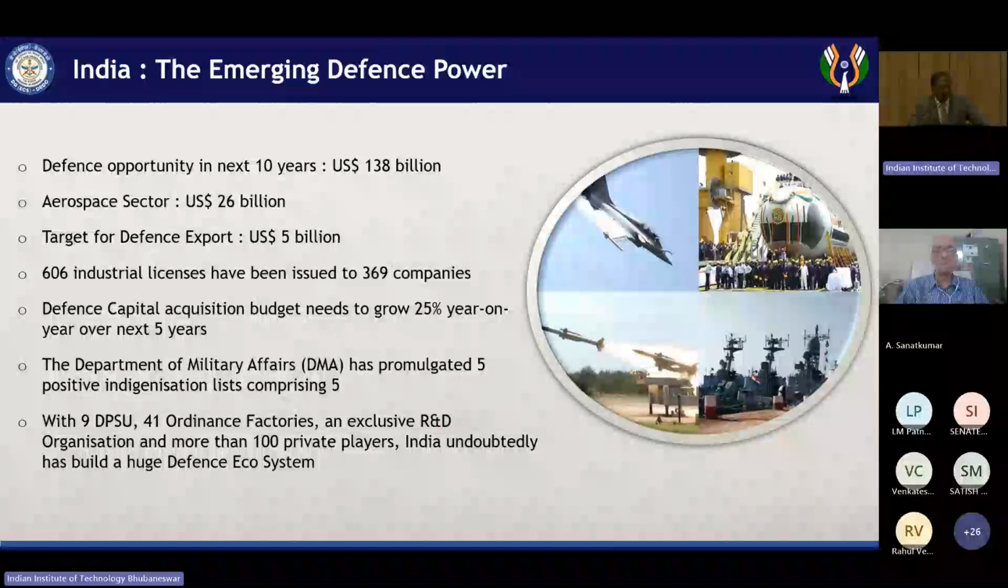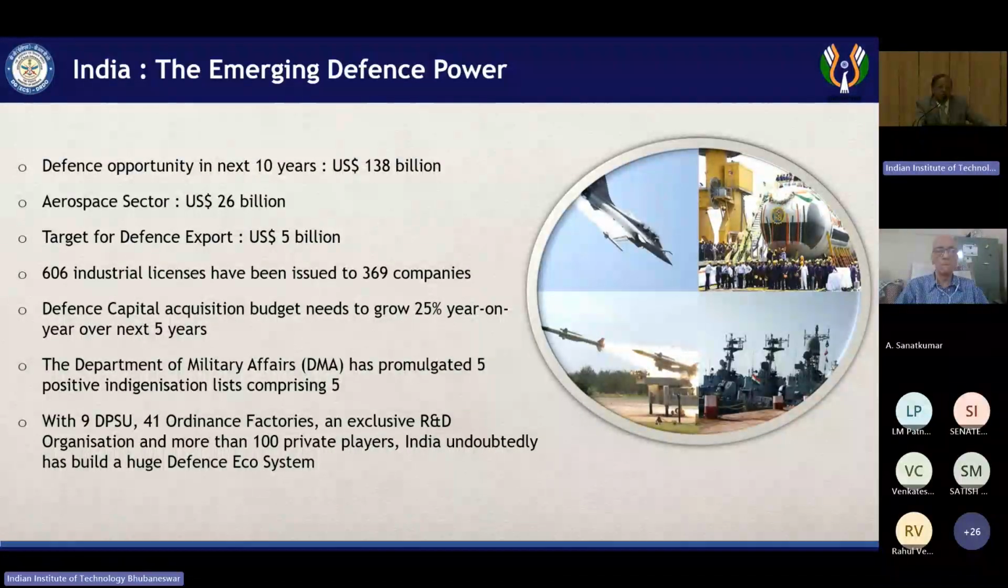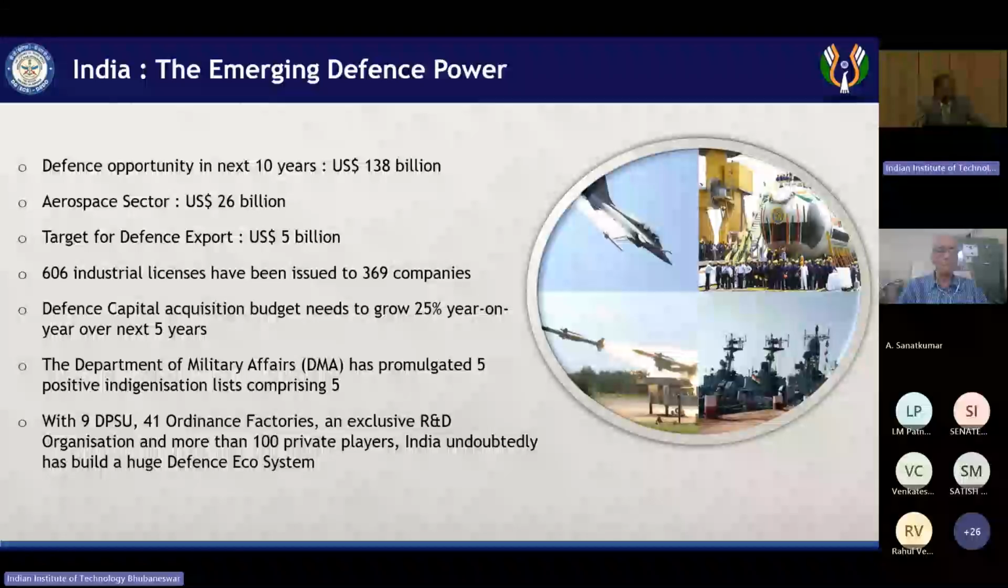The journey has just started for a very simple reason. Defense opportunities in the next 10 years are going to be $138 billion. I hate statistics. Figures put me to sleep, but please bear with me for a while, because this shows how India is going to be a roaring power. The aerospace sector alone is $26 billion US. We have a huge target for defense export.